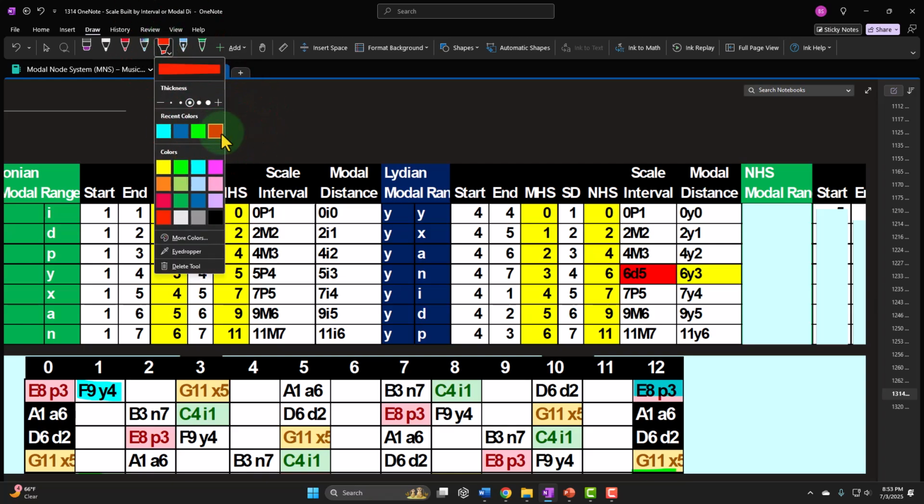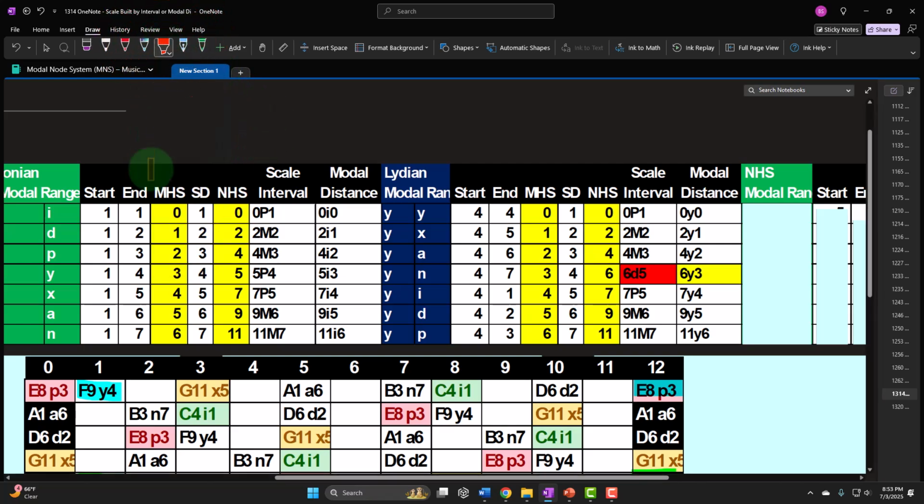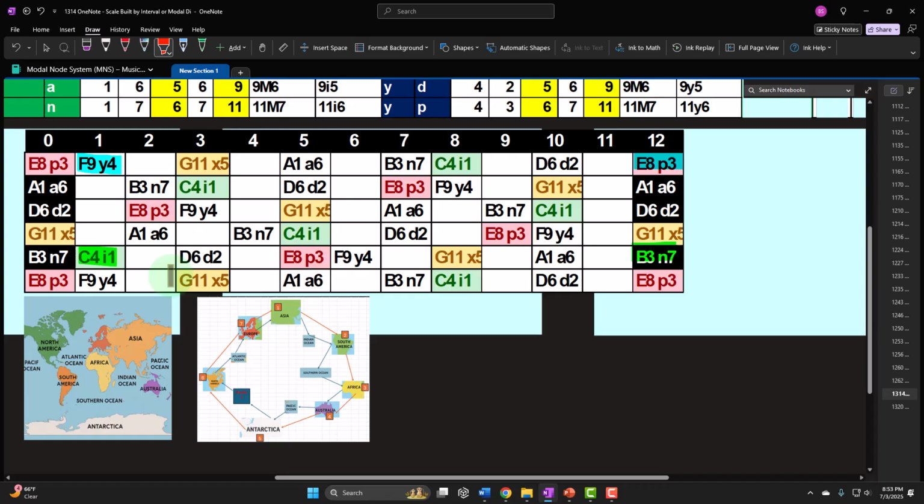A different color for the Mixolydian. So let's say we start here on this one. And let's say we start on the Mixolydian, we don't go anywhere. And then we'll go to here after that. So let's go back to the pointer.